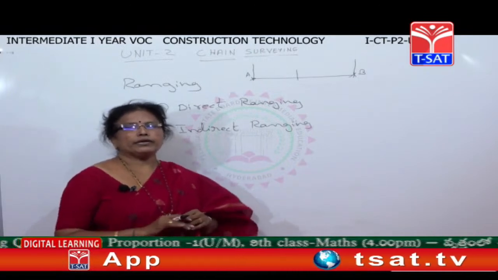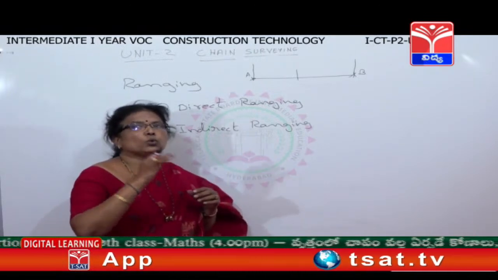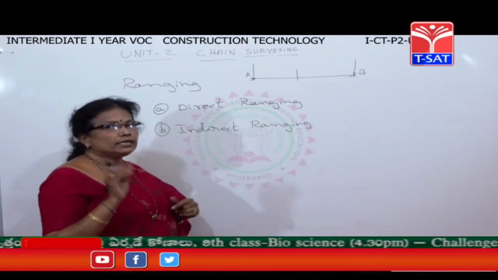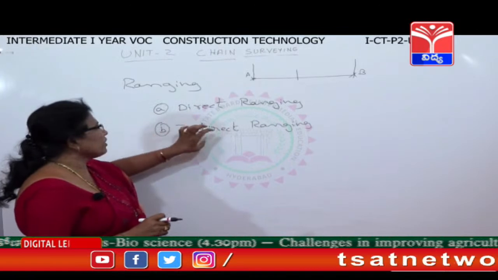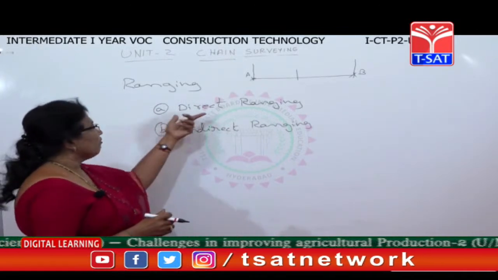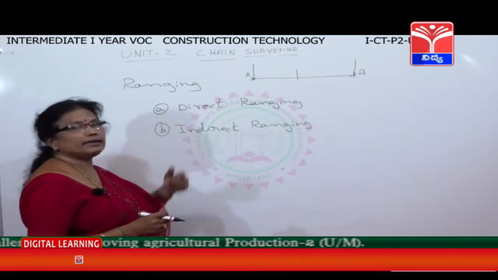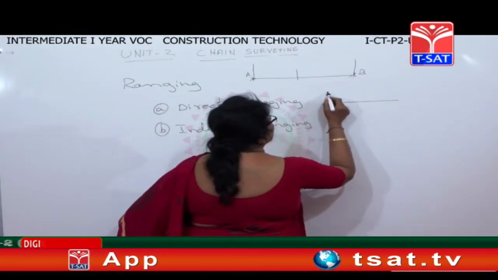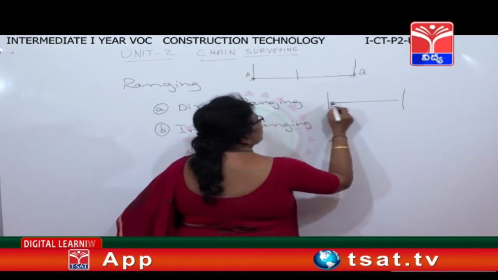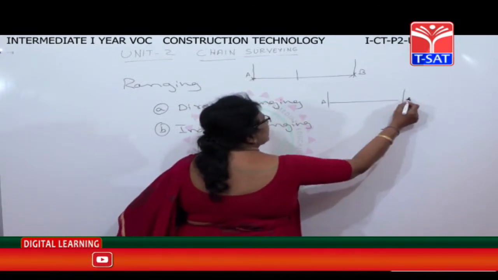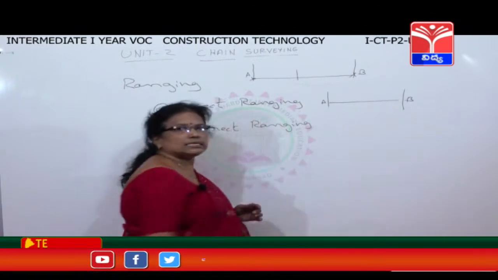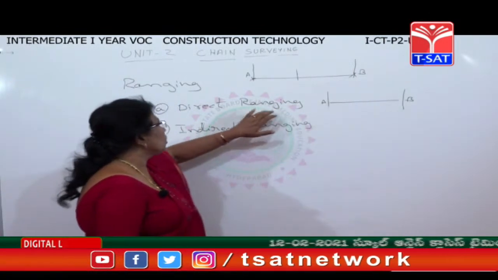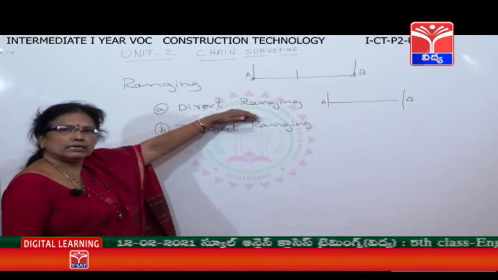Fixing the intermediate points between the 2 end stations is called ranging. And it is of 2 types, direct ranging and indirect ranging. When is direct ranging done and when is indirect ranging done? When both points are visible to each other. If A can see B and B can see A, then they are mutually visible. That time you will go for direct ranging.